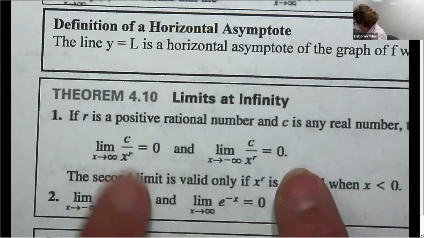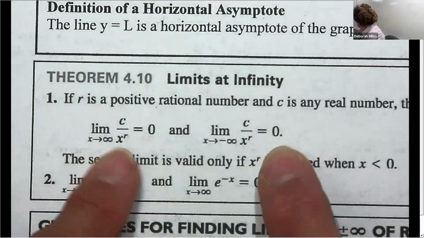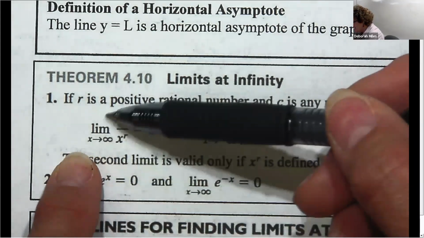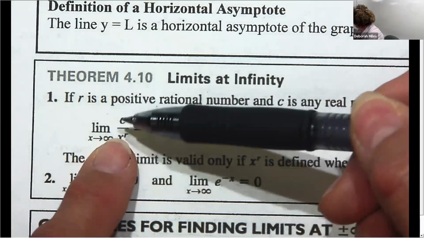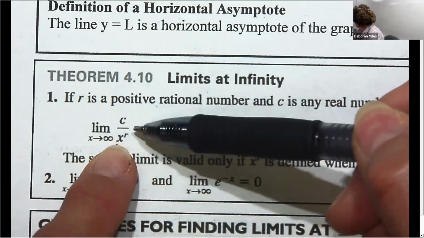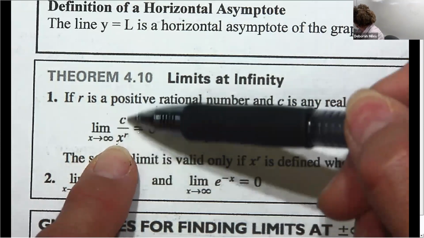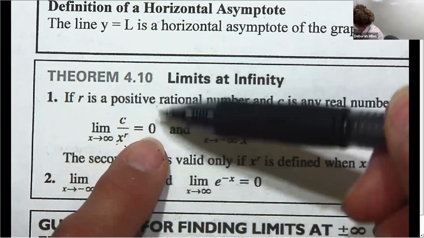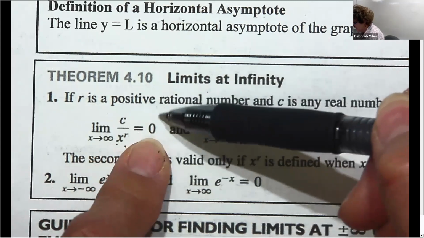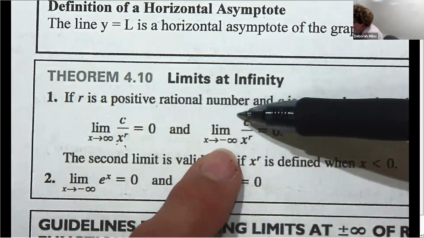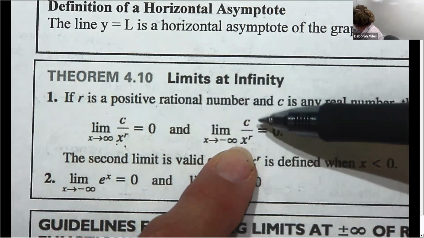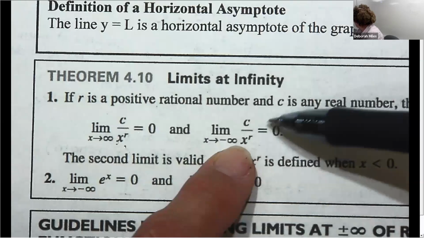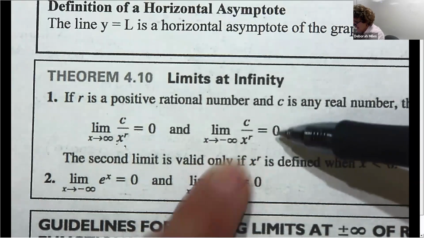Theorem 4.10 gave us some limits at infinity that we've already figured out. We figured out if we're looking at the limit as x gets infinitely big of some constant divided by x to a power, that's like 3 pi's divided by infinitely many people. Each person gets no pi, basically. And as x goes to negative infinity, that would still be a constant divided by negative 5 bazillion. That would still be 0.